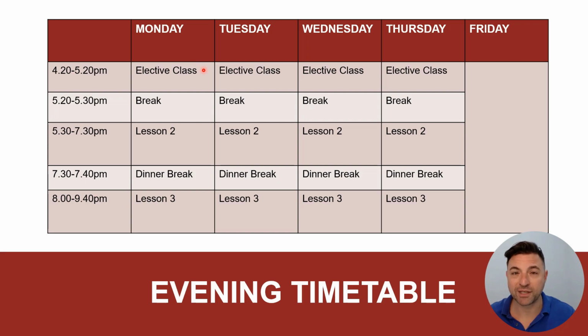The evening timetable is basically the mirror image of the morning timetable, and it starts with an elective class that begins at 4:20, finishes at 5:20. Now the elective classes, they are still compulsory. In other words, you still have to go to those classes, but you get to choose between different options like grammar or conversation or even English through meditation. Then there's a break for 10 minutes.